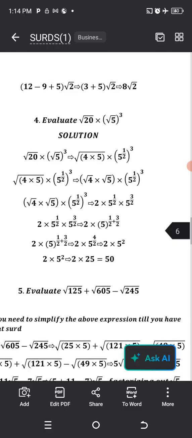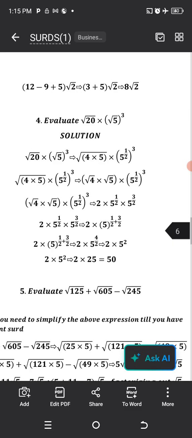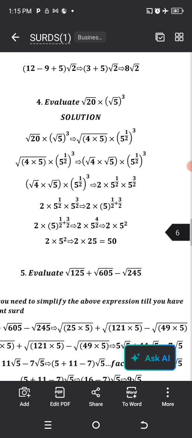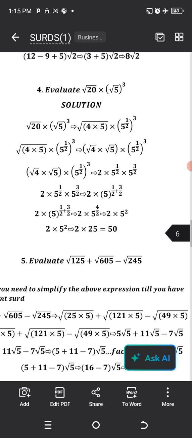Root 5 what? All raised to power 3. So here is more of a modification of a surd format. We will explain this better when we get to multiplication of surds, and then we will have a better understanding of this question 4. So how can you express it? We are simplifying. We have to evaluate, in which you simplify for you to get the right answer.